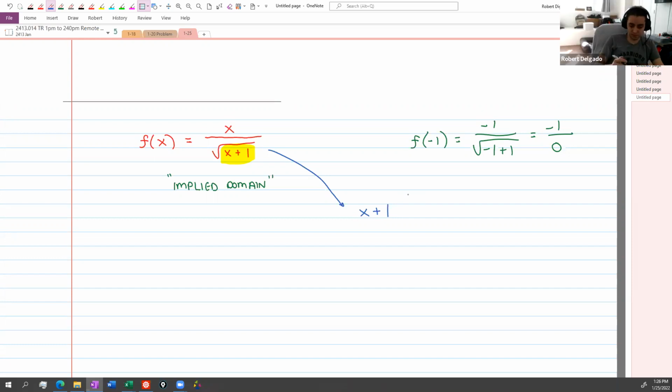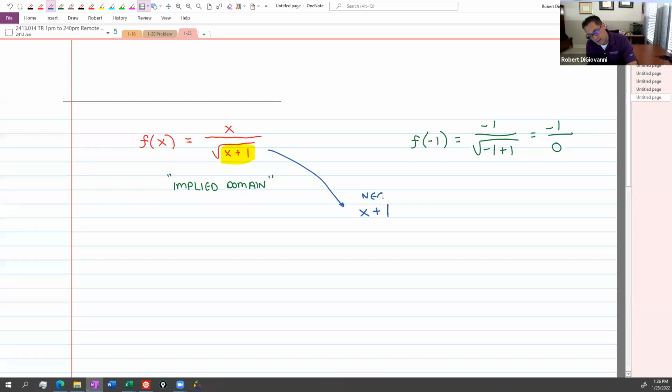So the square root alone just requires that our number underneath is not negative. But because the x plus 1 is in the denominator, we need basically that this x plus 1 is greater than 0, right? It has to be strictly greater than 0, because if it is 0, we have division by 0, not good. So this is our implied domain. If we subtract 1 on both sides, we get our implied domain right here. All values of x greater than -1. That is our implied domain.